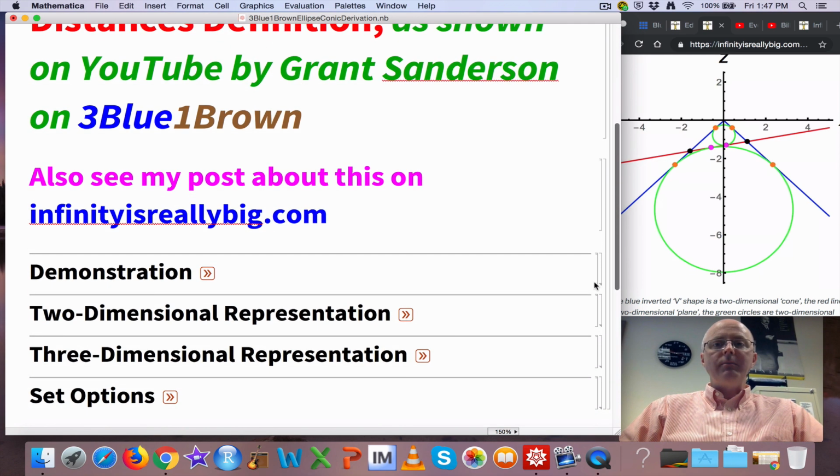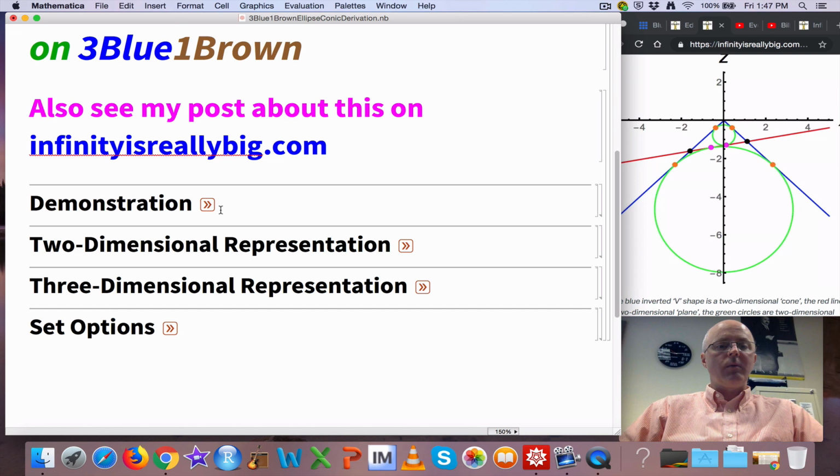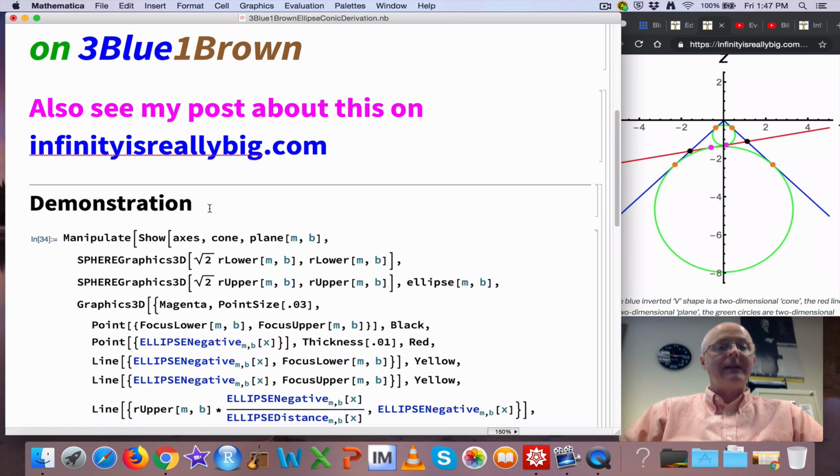I probably should start off with the demonstration right away here just to show you what the end product is. Where are we headed? That's in this section here. You might wonder if you're familiar with the Wolfram Demonstrations project. Am I going to post this on there? The answer is I'm not sure. I might not.